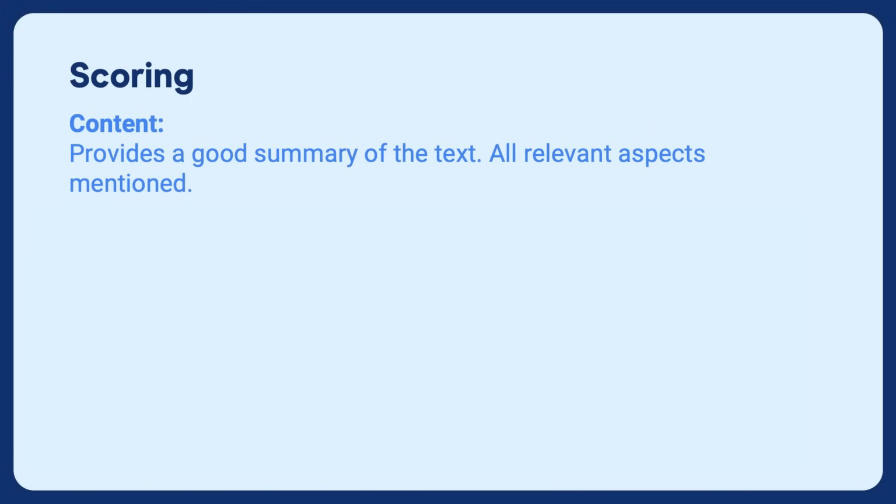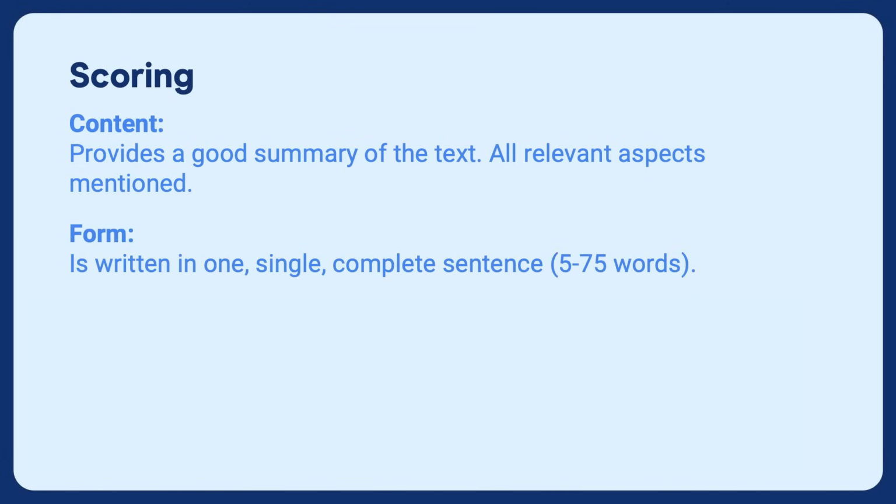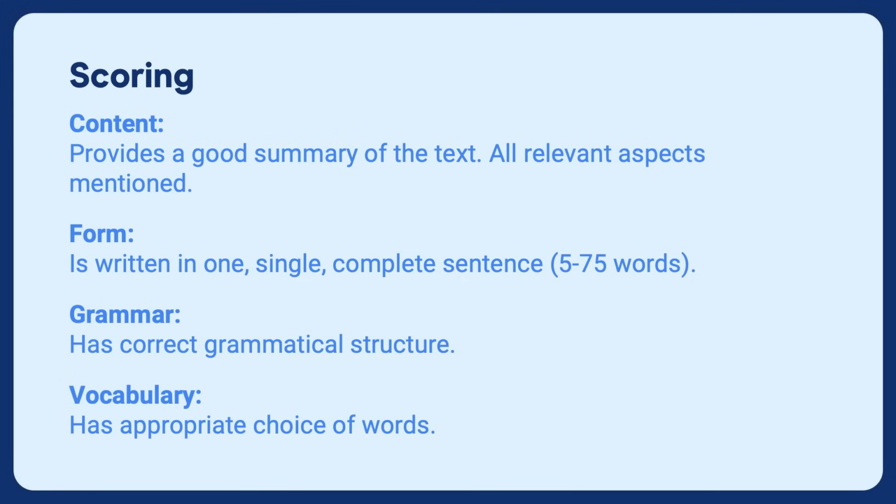you provide a good summary of the text with all relevant aspects mentioned. If you write a single complete sentence between 5 and 75 words, you will get a top score for form. You'll get a top score for grammar if you have no grammatical errors. In other words, you have correct grammatical structure. And you'll get a top score for vocabulary if you have appropriate word choice.